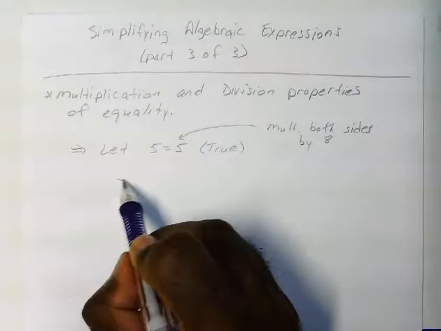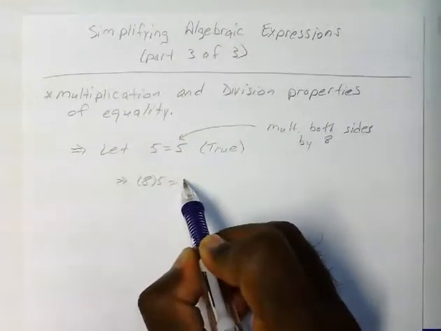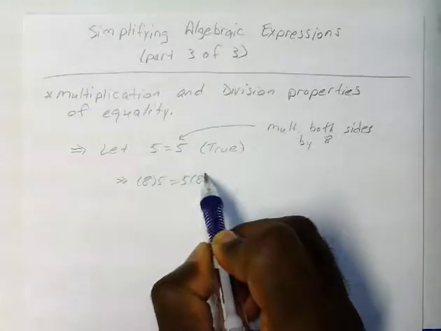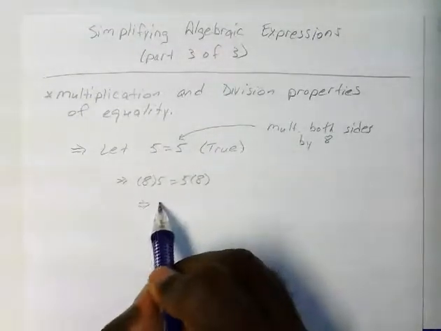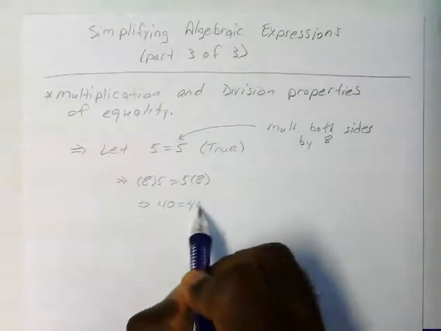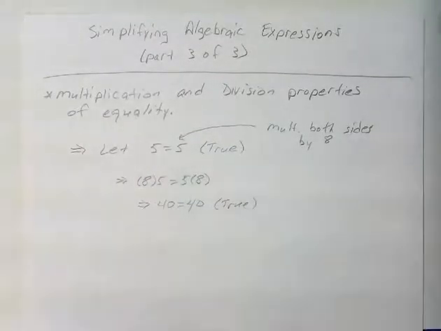If we did that, we'd end up with 8 times 5 equals 5 times 8, which would give us 40 equals 40, which no one can deny is another true statement.